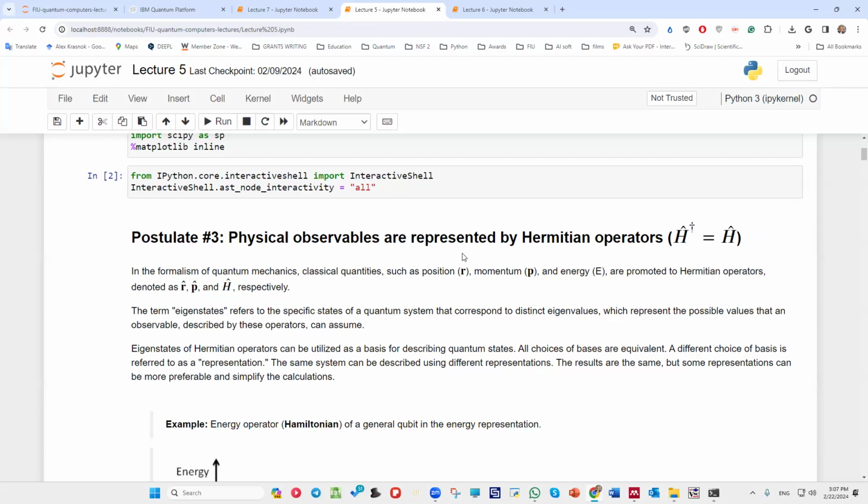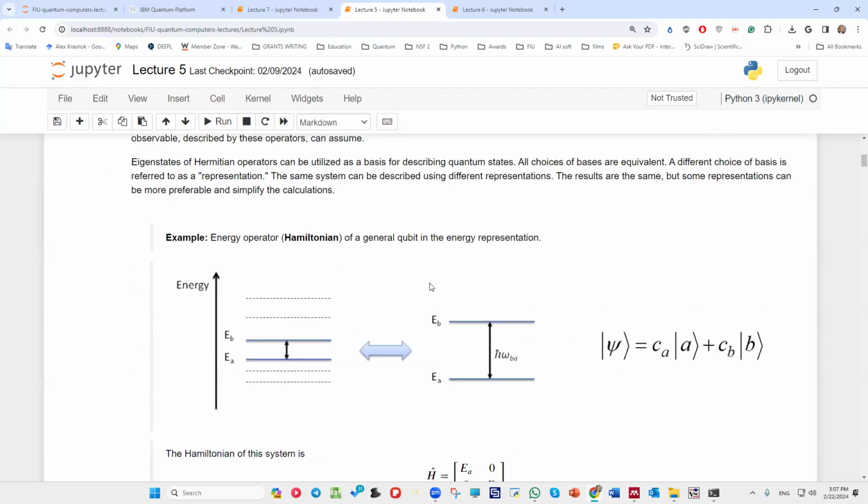in a lab must be represented by Hermitian operators in quantum mechanics. Because only Hermitian operators can have real valued eigenvalues. And since the quantities we measure in the lab are real values, they must be represented by Hermitian operators.